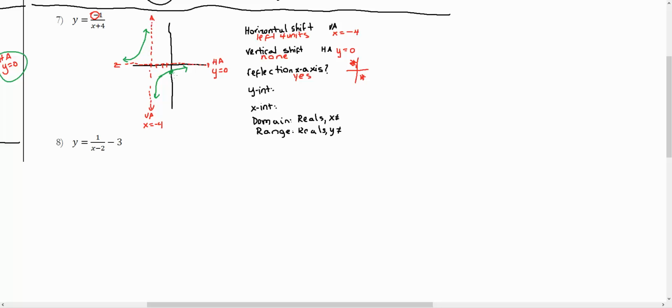And you'll notice immediately here that we have a y-intercept because it's crossing the y-axis. And it doesn't cross the x-axis. So x-intercept, none. Y-intercept, we need to solve for it. Right, we plug in 0 for x. We get y equals -1/4. So this is (0, -1/4). Domain. What's the one value that x can't be? -4. What's the one value that y can't be? 0.